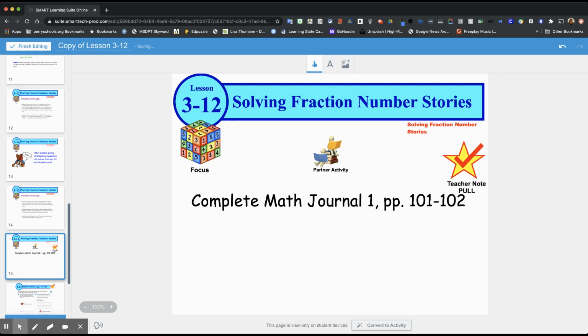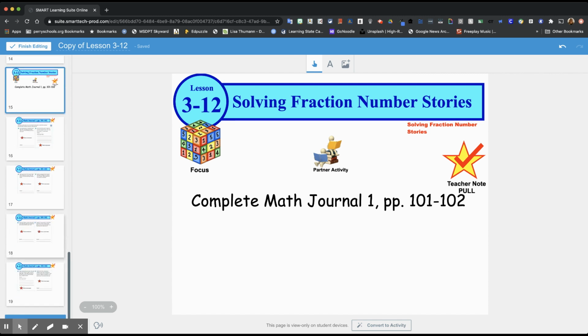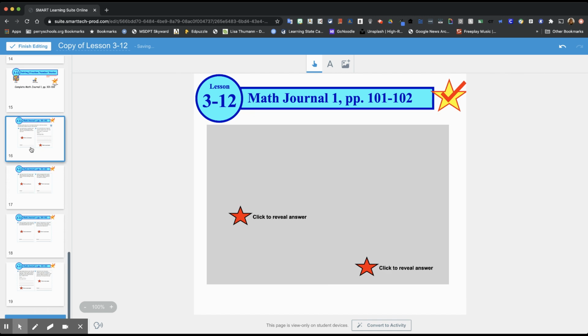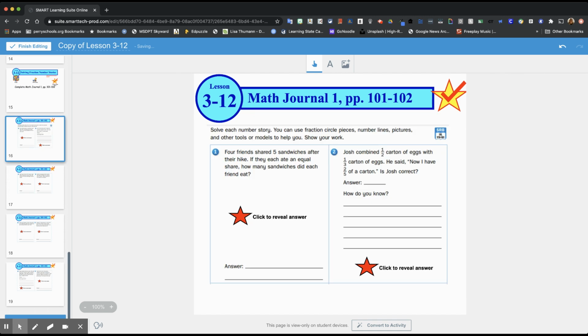After seeing that strategy, I want you to complete Math Journal page 101, 102, and you're going to have several problems. I think there's 8 of them. So you'll have a number story. And again, remember, you can use those fraction circle pieces, make number lines, pictures, any tools that we've been practicing, or any kind of model, to help you show your work.